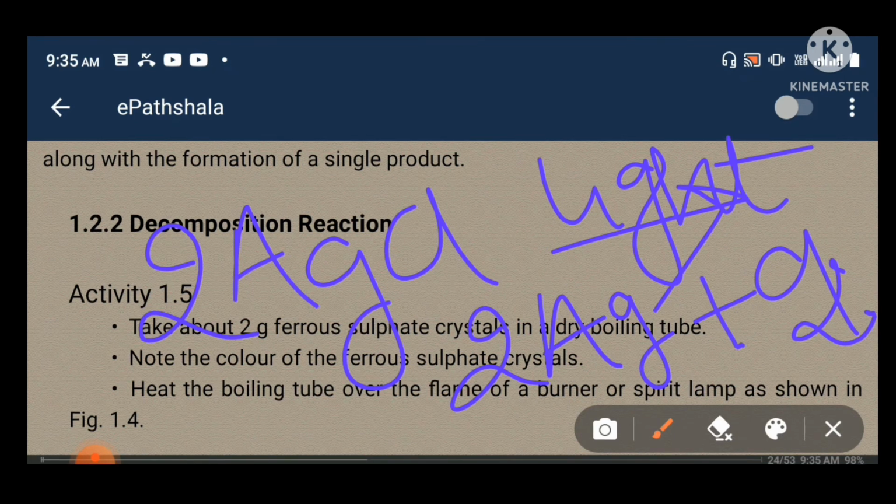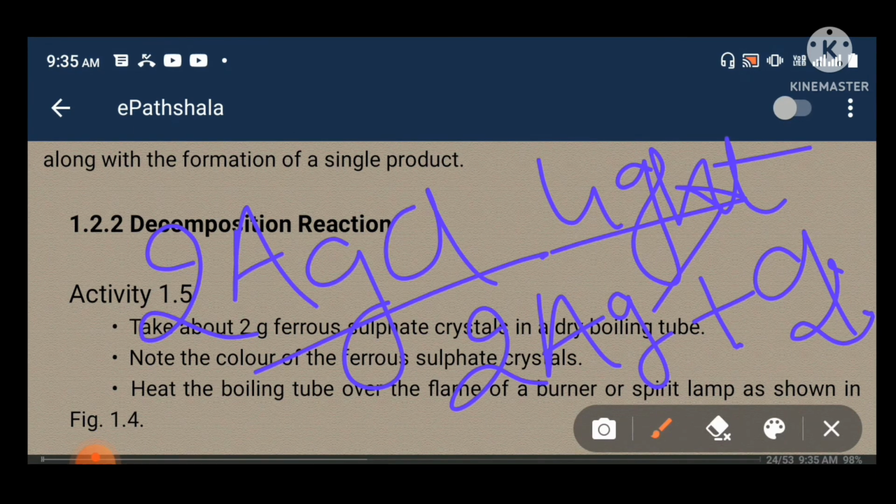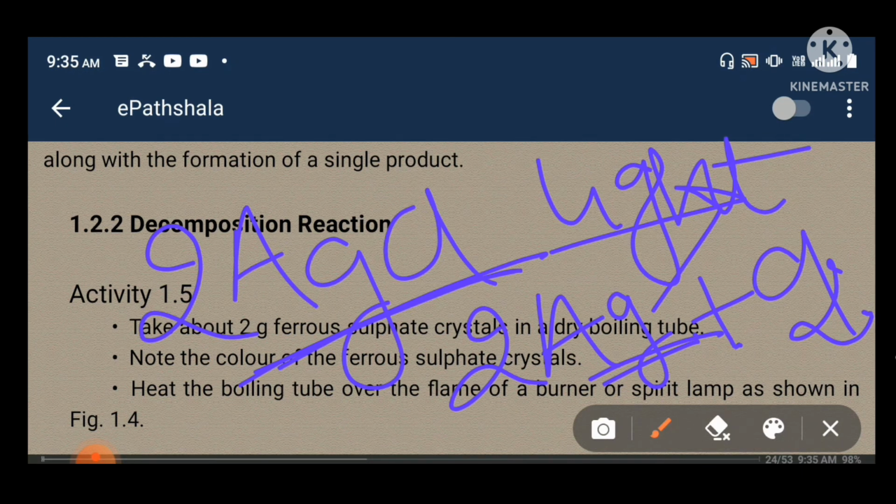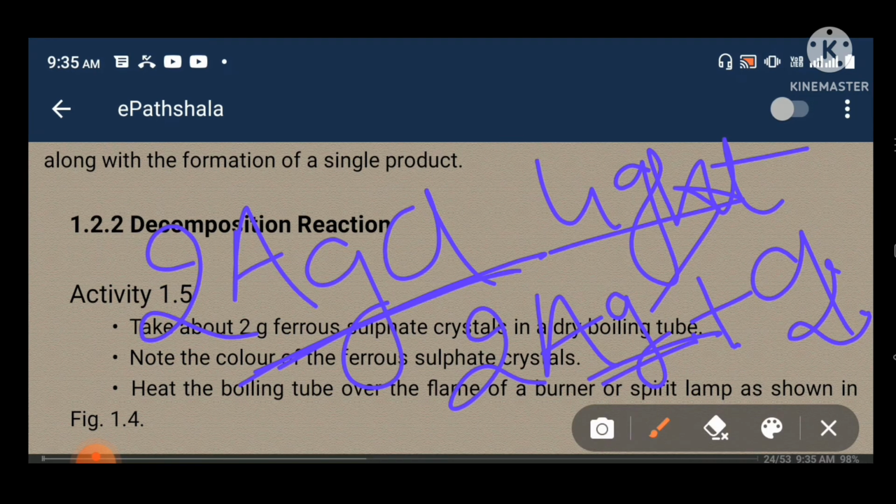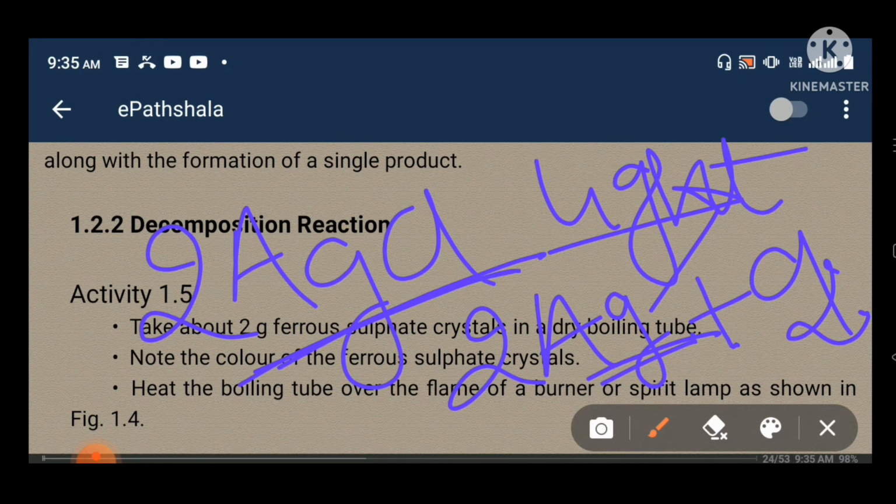Okay. In this reaction, the white color of silver chloride changes to grayish white due to the formation of silver metal. The decomposition of silver chloride is caused by light. Okay, it may be sunlight or bulb light. This reaction is used in black and white photography.